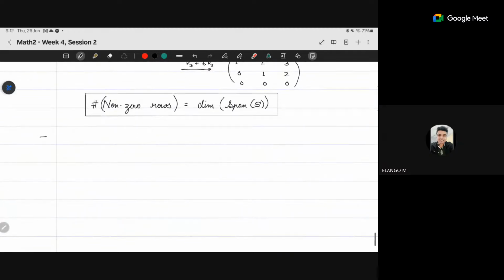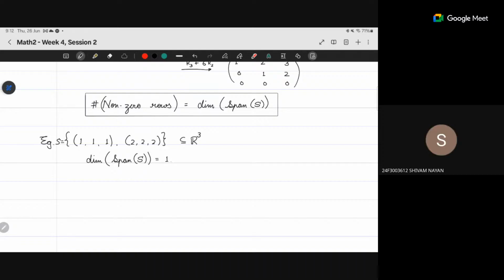So just to see what's happening, let's take a sort of trivial example. This is a 2-element set in R3. What do you think the dimension of span S is, just by looking at it? 1. Why is it 1? Because one of them is a multiple of the other, and if you just take linear combinations, you'll just get scalar multiples of (1, 1, 1). So any element in your vector space that is span S is just (a, a, a).